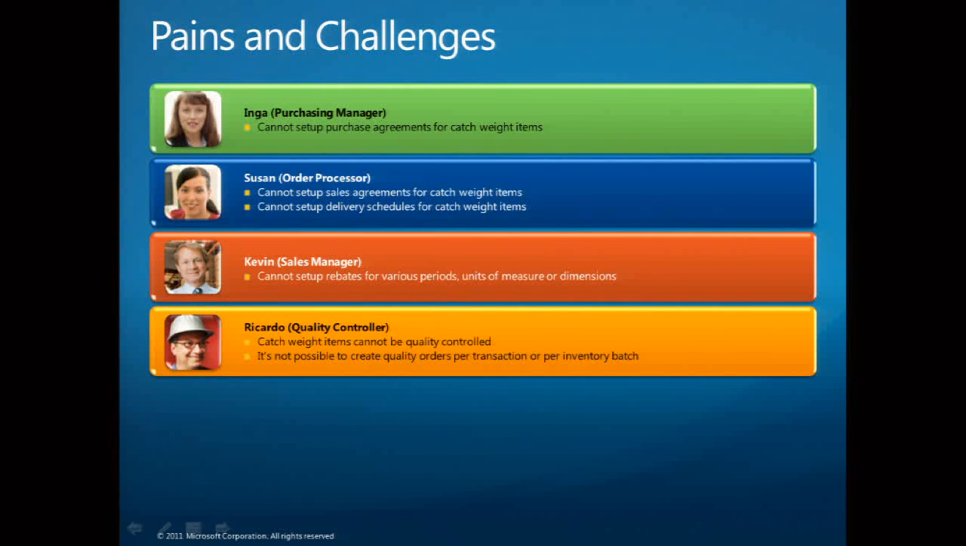Quality manager. If you have used AX 2009, you'll realize that items which were dual unit of measure or catch weight items, you couldn't create quality orders for them. So we've enabled that functionality in AX 2012. And there is a lot of additional functionality which comes on the quality management side, and some of it Andre will demo towards the end as well.